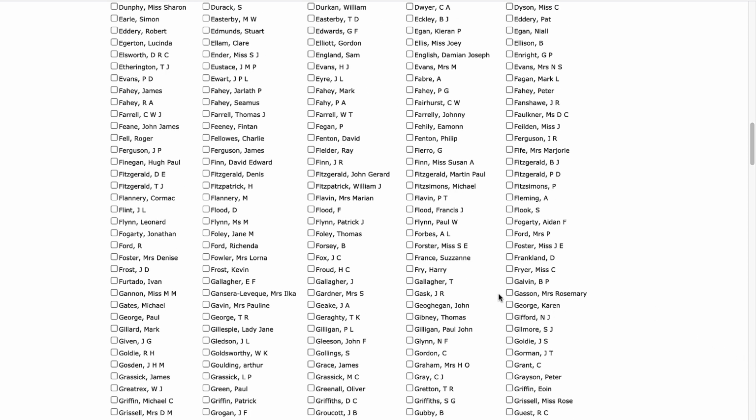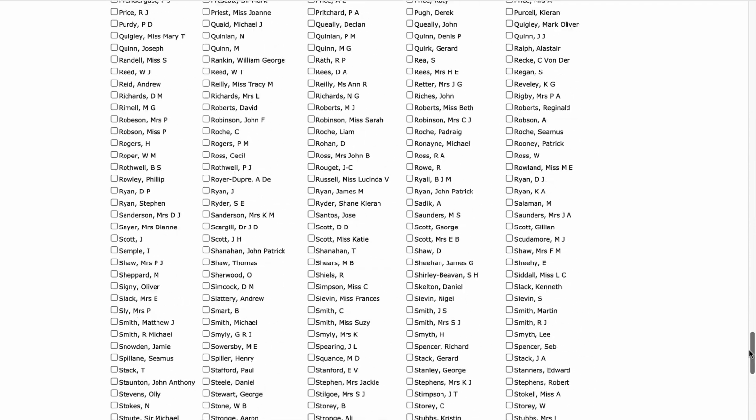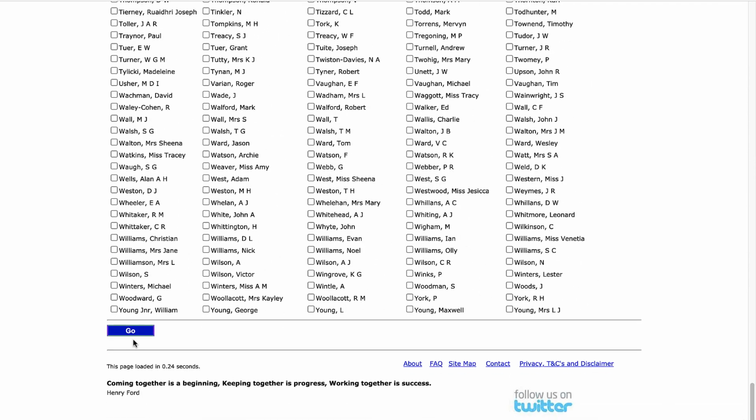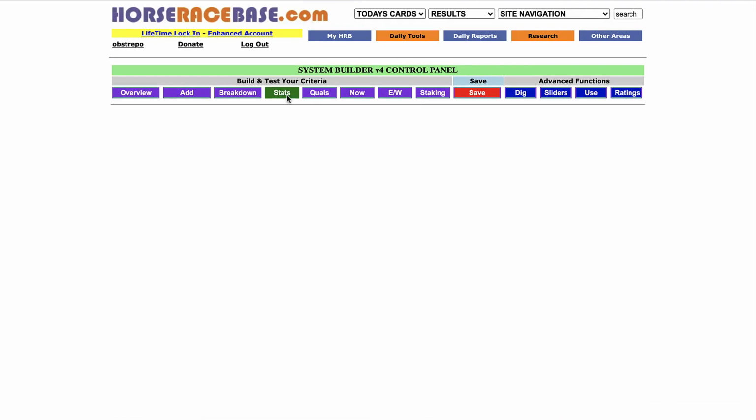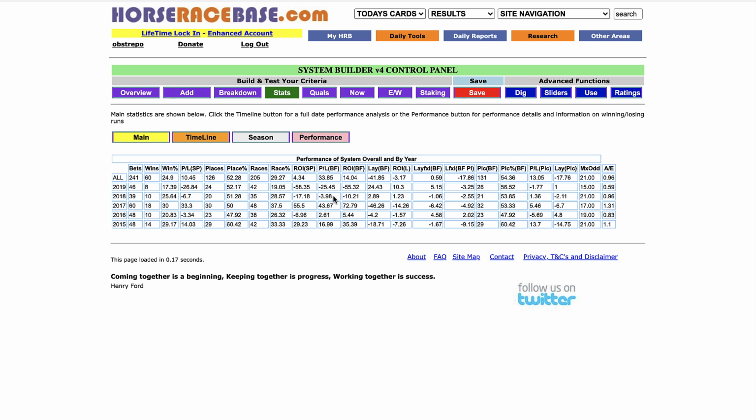We've got looking for John Gosden. Losses in the 2019 and 2018, so that would definitely be a worry. Although again the strike rate has been high, so I'm going to put a question mark by John Gosden. Obviously his selections are going to be well supported in the market, but we'll see whether we can do anything with him.